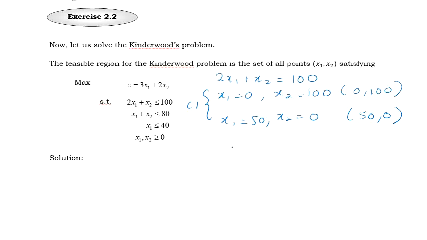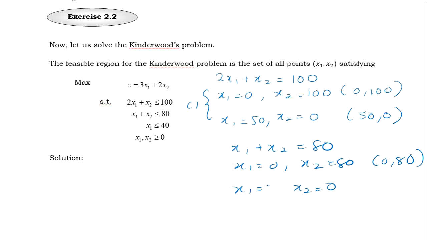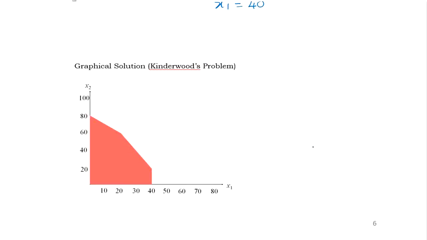And then constraint 2, x1 plus x2 equals to 80. So when x1 equals to 0, x2 equals to 80. So (0, 80). When x2 equals to 0, x1 equals to 80. So (80, 0) for the second constraint. And the third constraint, x1 equals to 40. Okay, so if we draw this LP by using a graphical solution method, then we get this region.